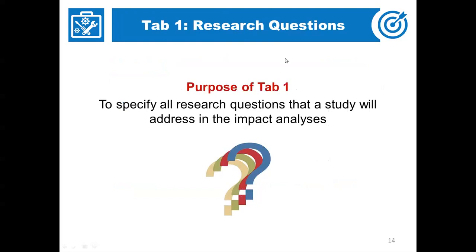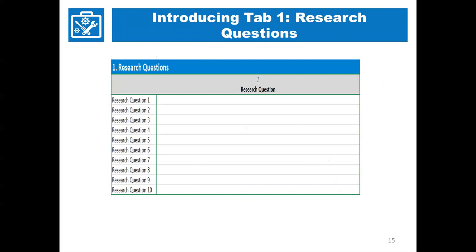Great. Okay. So we're going to start with the first tab in the contrast tool, which is the tab where you enter your research questions. This is what the tab looks like when you open it up and there's nothing in it yet, and it gives you just an open space to write all of the research questions for your impact study.